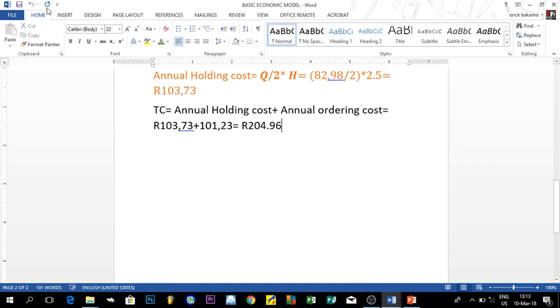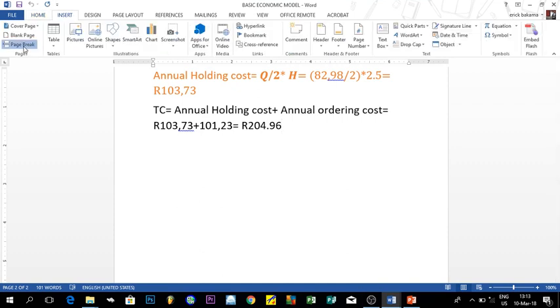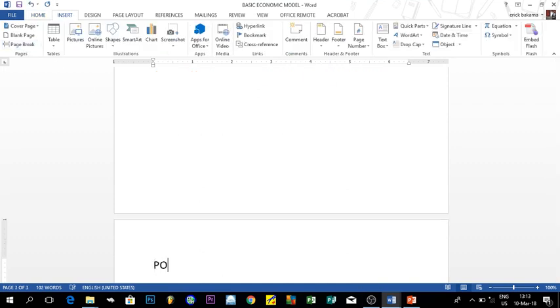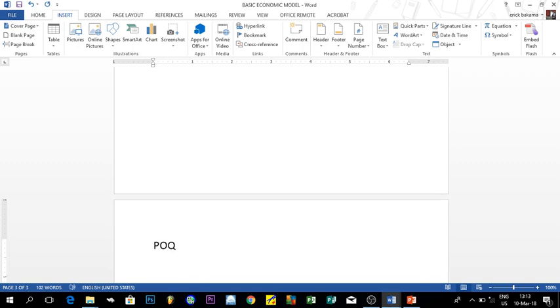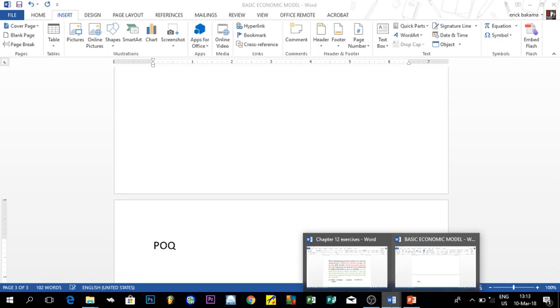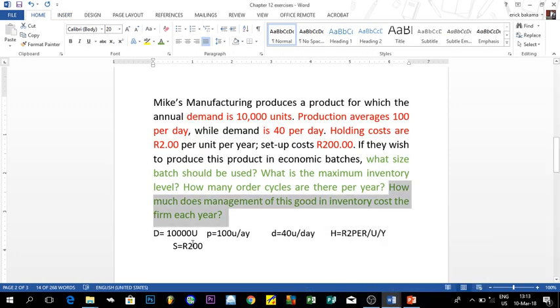So this way we start with the POQ, the production order quantity model. The first thing that we need to find is Q. Now first of all, we need to take down the data. These are the data that we're going to use.